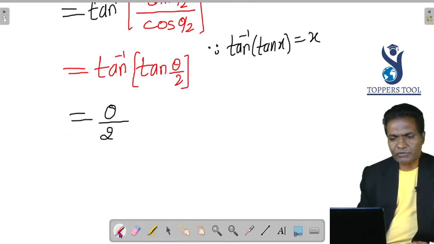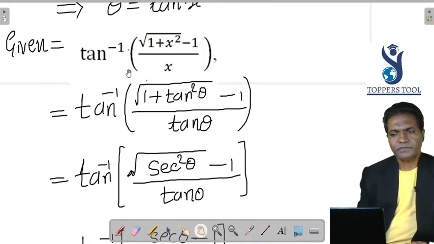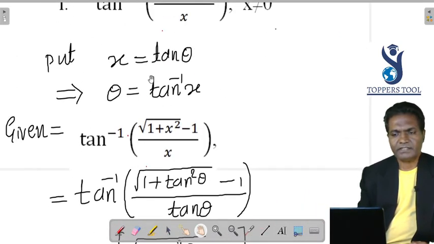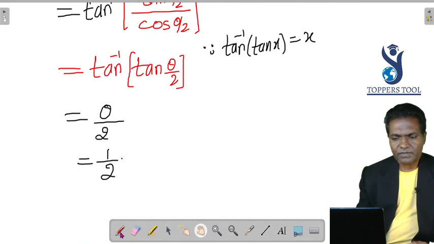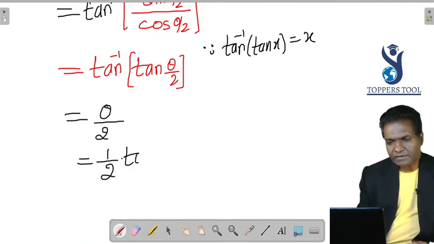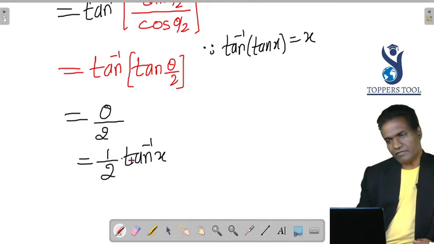Now you replace your theta. What is your theta? See your substitution. Theta is tan inverse x because you substituted x as tan theta. So replace theta as tan inverse x, so this is your half of tan inverse x. Okay, so this is the simplest form of the given inverse trigonometric function. Okay, a few more we will study.